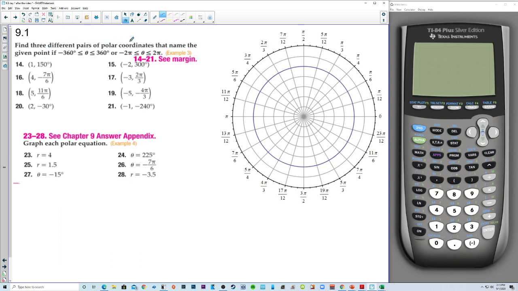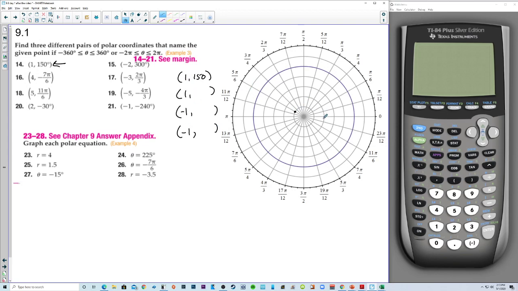Find 3 different pairs of polar coordinates that name the given point if theta is between negative 360 and 360, or negative 2 pi to 2 pi. So let's grab, how about that one right there? Radius of 1 at 150 degrees. That's actually right here. Now this is labeled in radians, of course, but we're going to use degrees. What do I need to find? 3 different pairs. Well, I have one with the positive 1. I should be able to get another one with the positive 1 with a negative angle instead of a positive. And then a positive angle with a negative 1 and a negative angle with the negative 1. So you should be able to get 2 positives, 2 negatives.